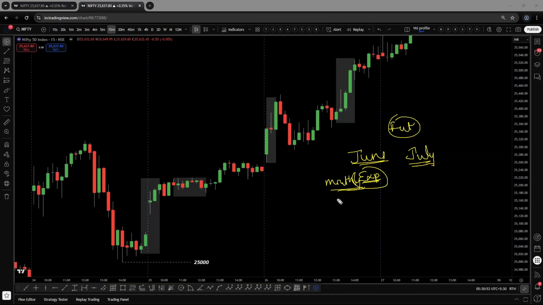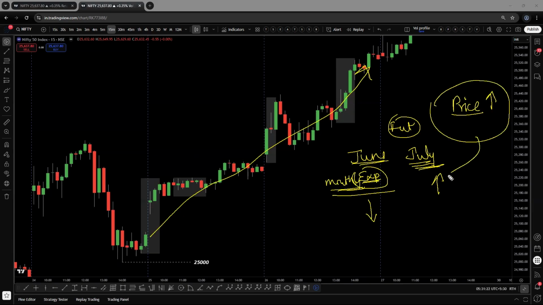Clear? We are near the expiry of June month. July month is still active. So what happened in this entire case is price was rising, price is going up. July futures contract is going up. June month contracts were getting sold. Simple, clear. So price momentum rise was based on the momentum of July month contracts shifted.